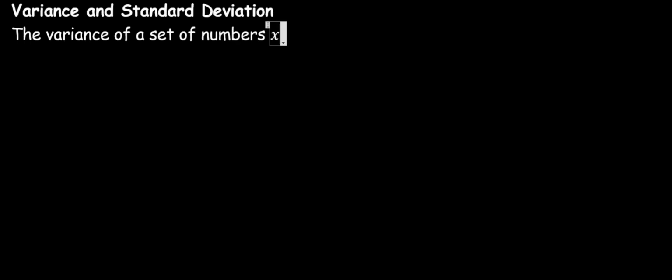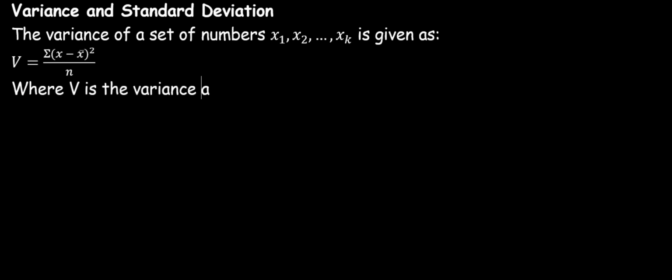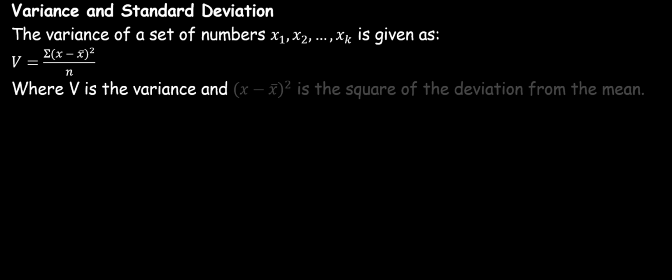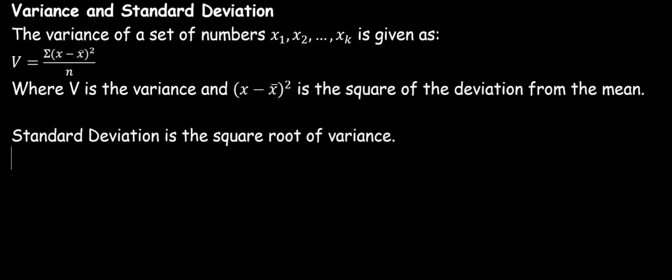Next, the variance of a set of numbers x1, x2, up to xn is given as V equals summation of bracket open x minus x bar bracket close squared all over n, where V is the variance and x minus x bar squared is the square of the deviation from the mean. Standard deviation is the square root of variance, which is the same thing as SD equals the square root of the formula we quoted for variance.